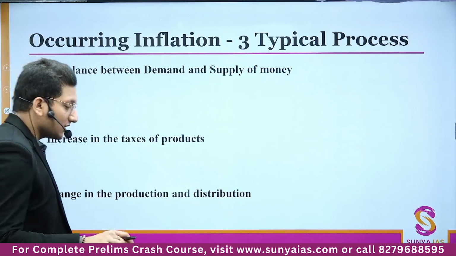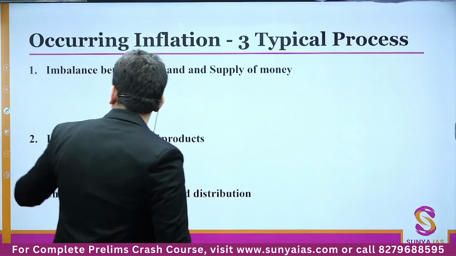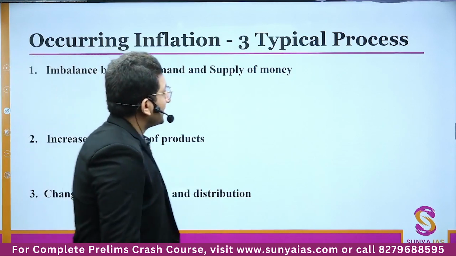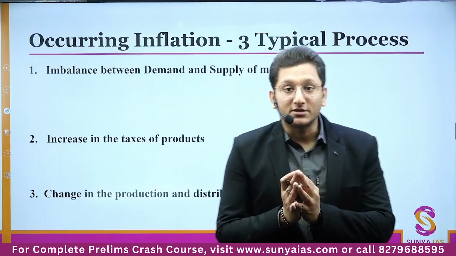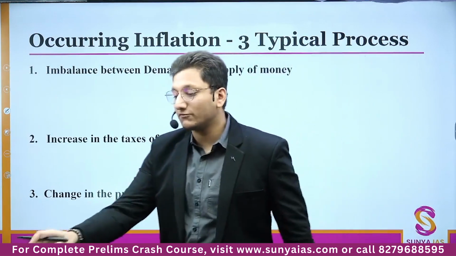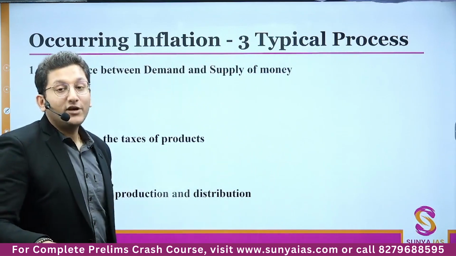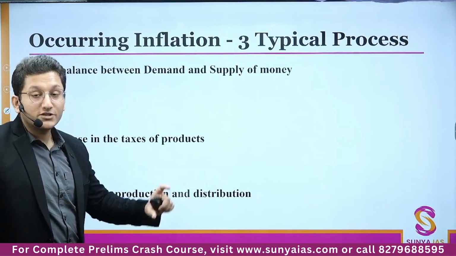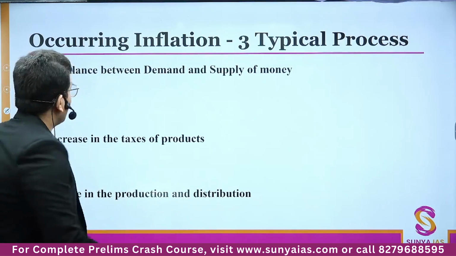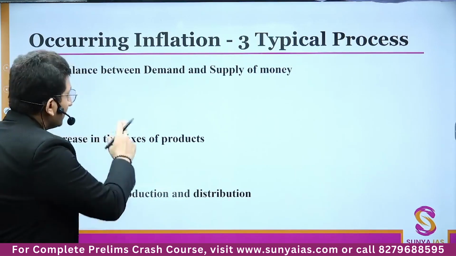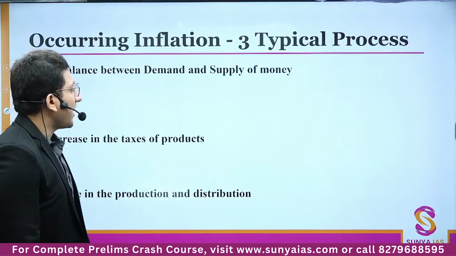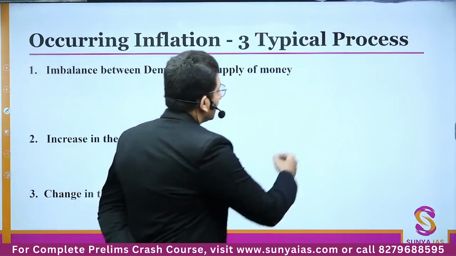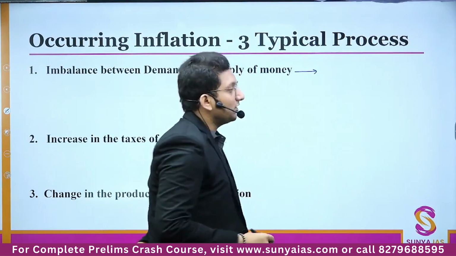Okay. So far we have understood what the different terms are. Now let's see what are the three typical processes due to which we find inflation in our economy. What are the three typical processes? These are not the causes, but the typical processes. The first one is the imbalance between demand and supply of money. Now let's understand this with the help of an example.